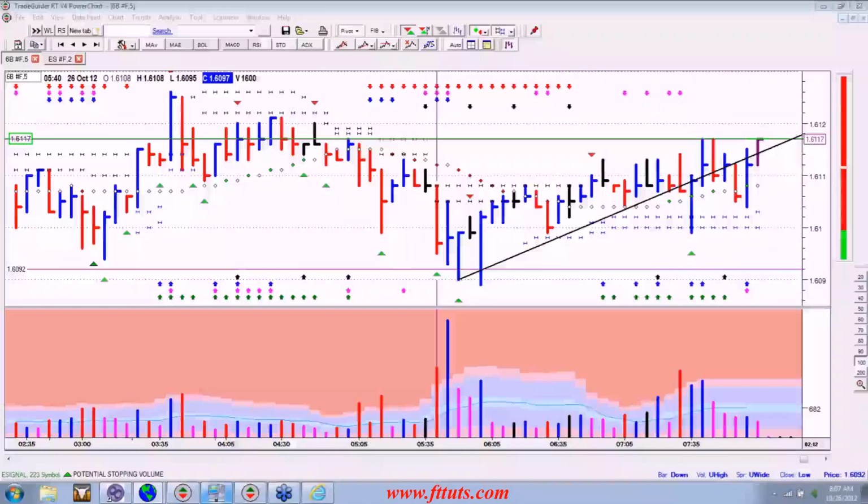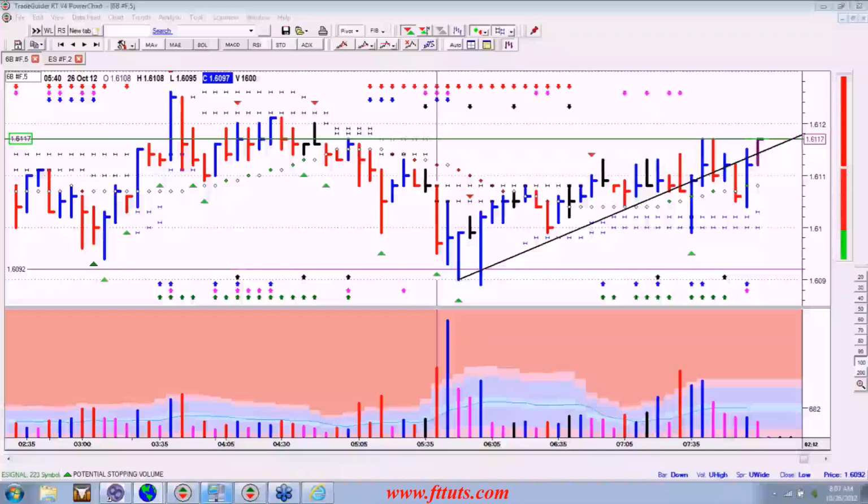So we get a spring. It tests that spring. This is the volume on that test. Very nice. And then you get quite a nice little move up. And we come back into where we know there's supply. See, supply and resistance to me is a big edge, I think, in trading.